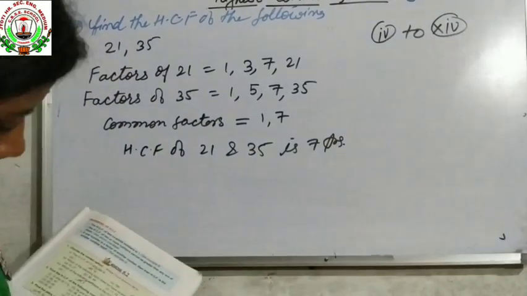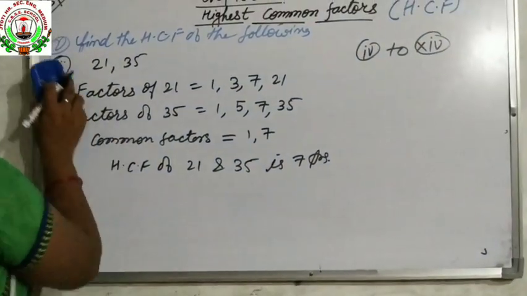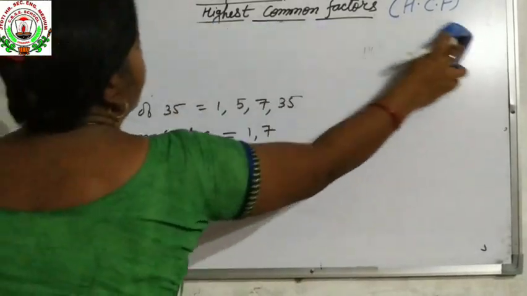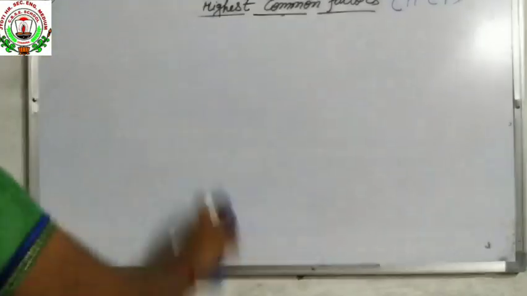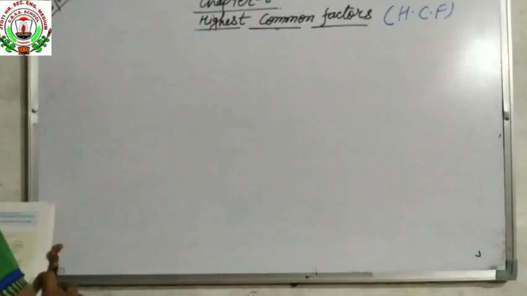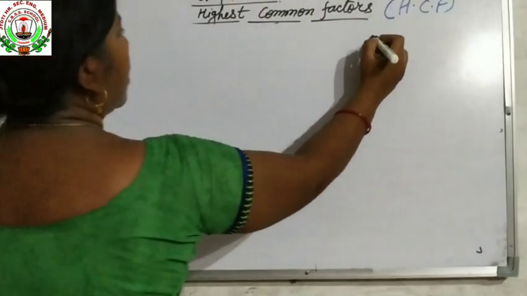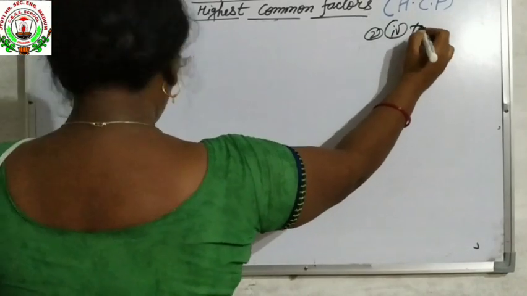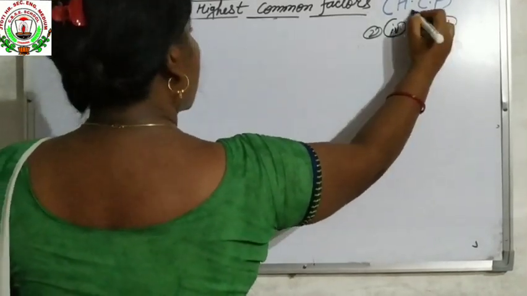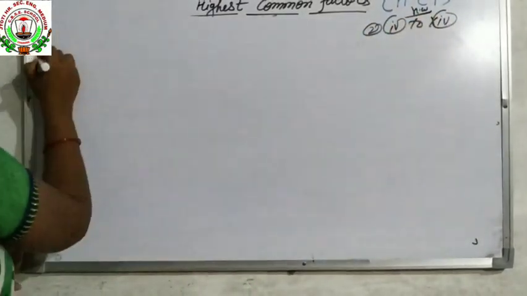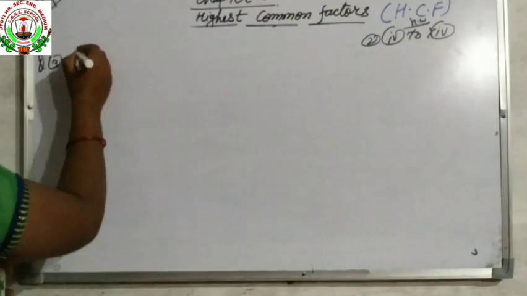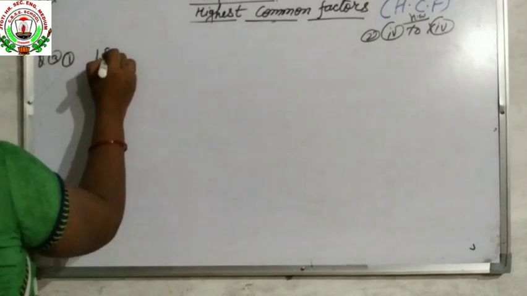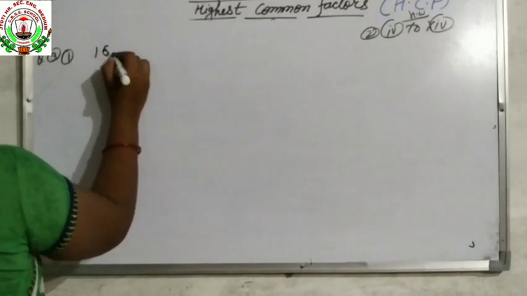One more question is there. We have to find the pairs of numbers which are co-prime. You will try to do question number 4 to 12 and 14; it is your homework. Now next is question number 3. Find the pairs of numbers which are co-prime. Number 1 is 16 and 35.